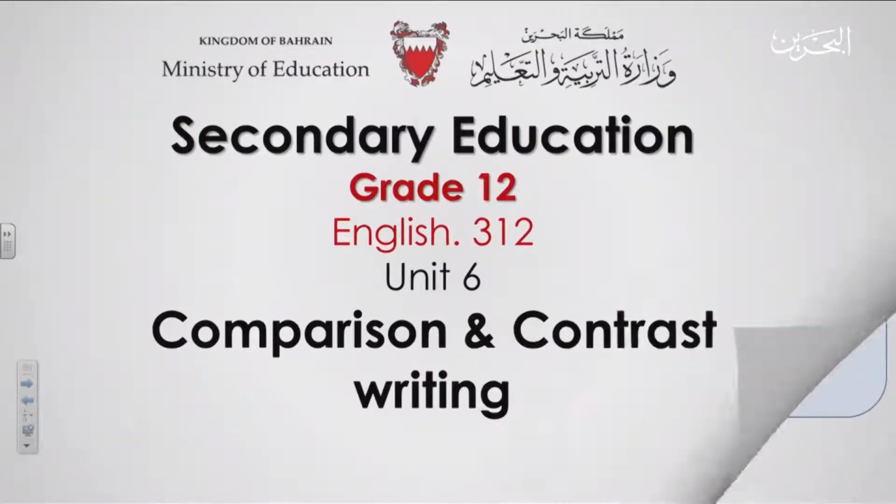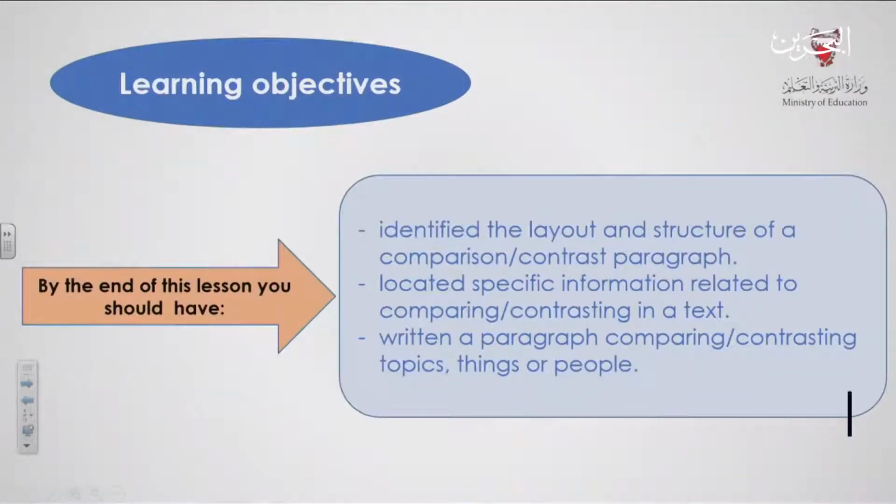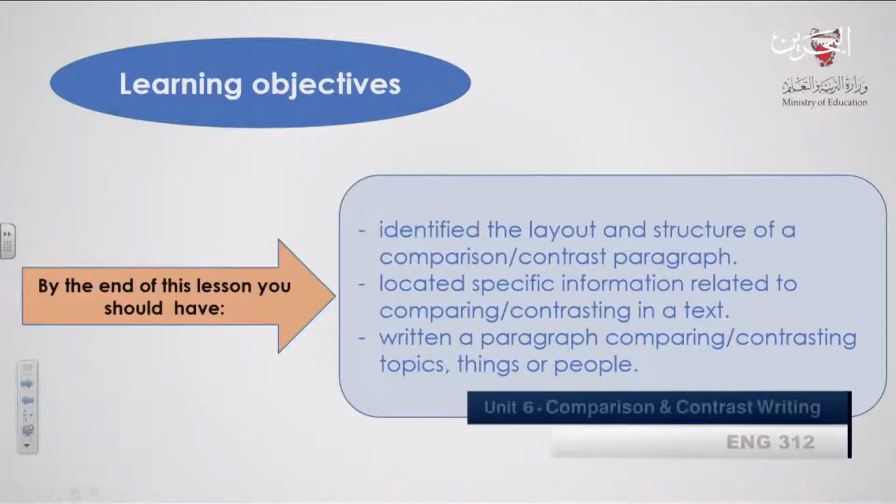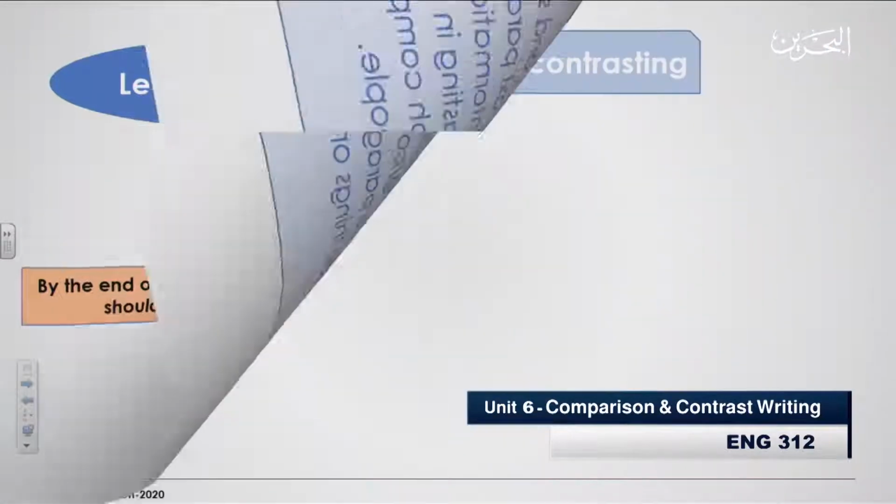The objectives that we will be tackling today are, by the end of this lesson, you should have identified the layout and structure of a comparison and contrast paragraph, located specific information related to comparing and contrasting in a text, and written a paragraph comparing and contrasting topics, things, or people.